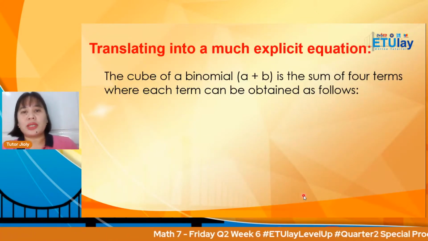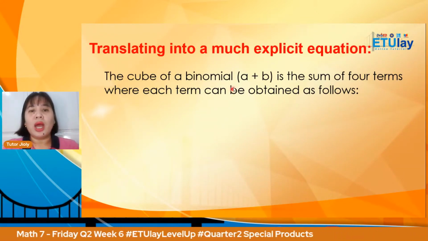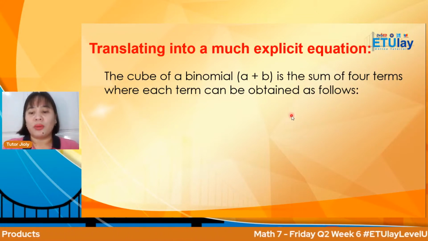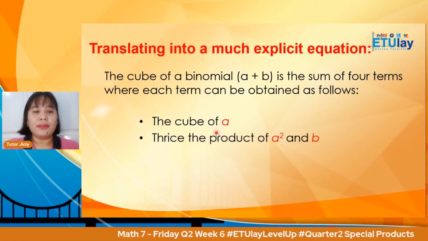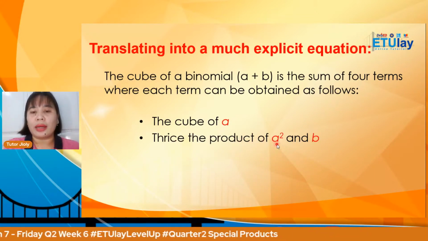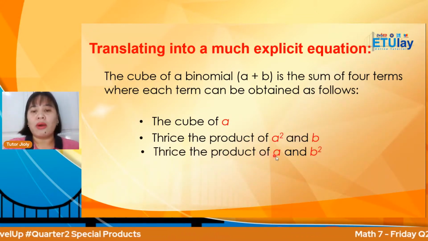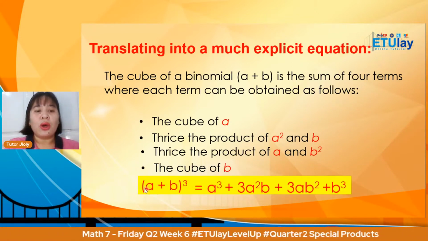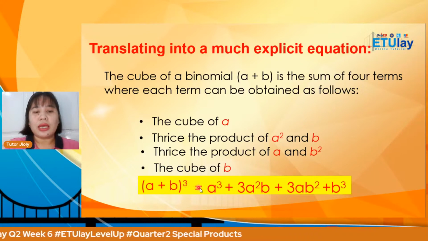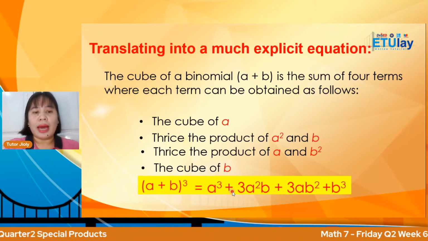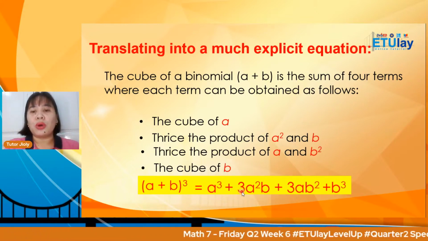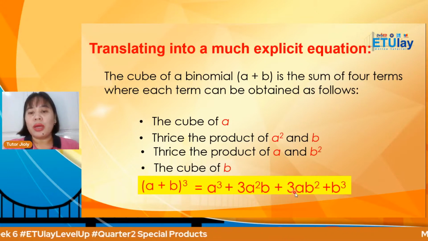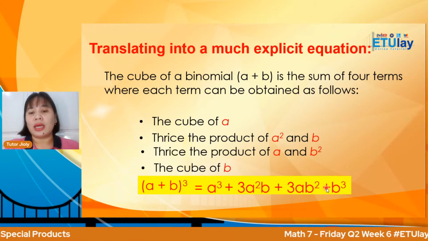Okay, translating into a much more explicit equation, the cube of binomial quantity a plus b is the sum of the four terms where each term can be obtained as follows. The cube of a, thrice the product of a raised to 2 and b, thrice the product of a and b raised to 2, the cube of b. So, quantity of a plus b raised to 3 is equals to cube of a plus thrice the product of a raised to 2 and b, plus thrice the product of a and b raised to 2, and the last one is the cube of b.